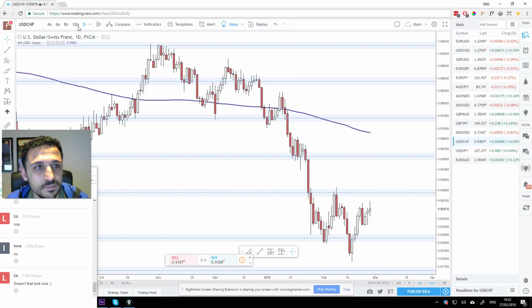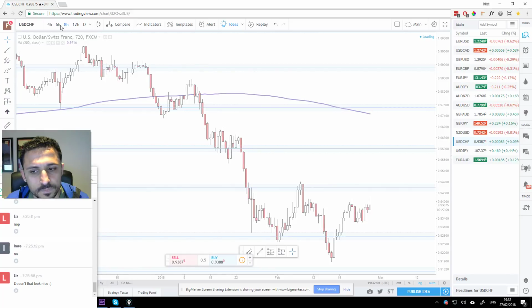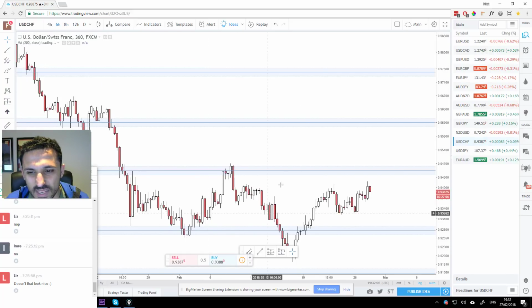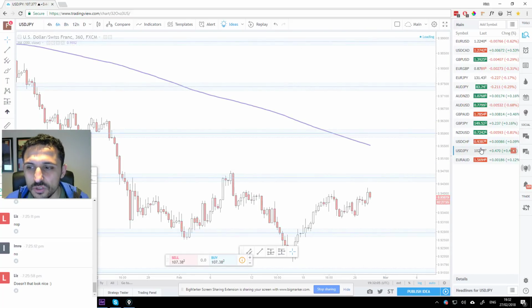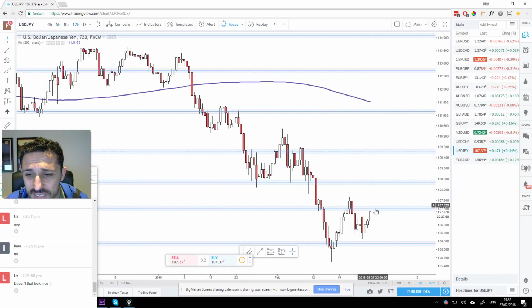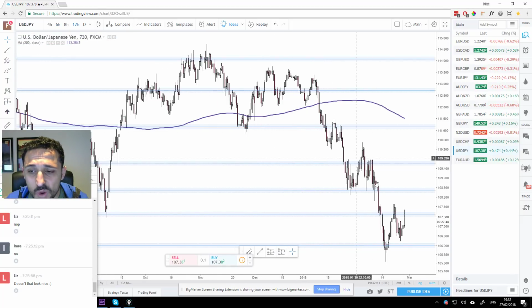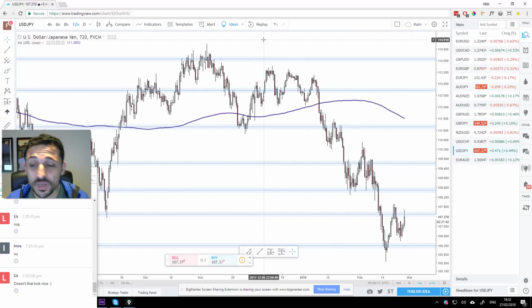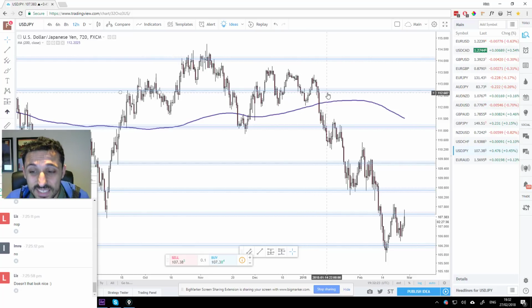USDCHF, just in between support and resistance. Can't do much with that. USDJPY has pushed up to a resistance area. USDJPY is in a pretty strong downtrend, but it does look like the trend might be ending for USD. We don't know yet. Nothing has clearly been decided, but still overall it is in a downtrend.